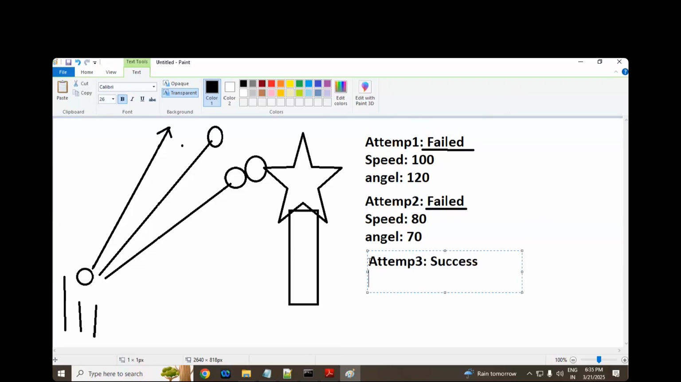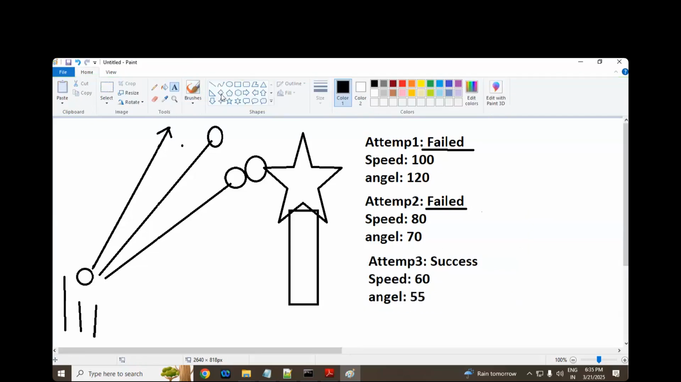Now the speed. The speed will be, I can say, 60. Now the angle, on an average, something like 55. Now I have a question for you. Total how many attempts? 3 attempts. How many attempts have I failed? 2 attempts.